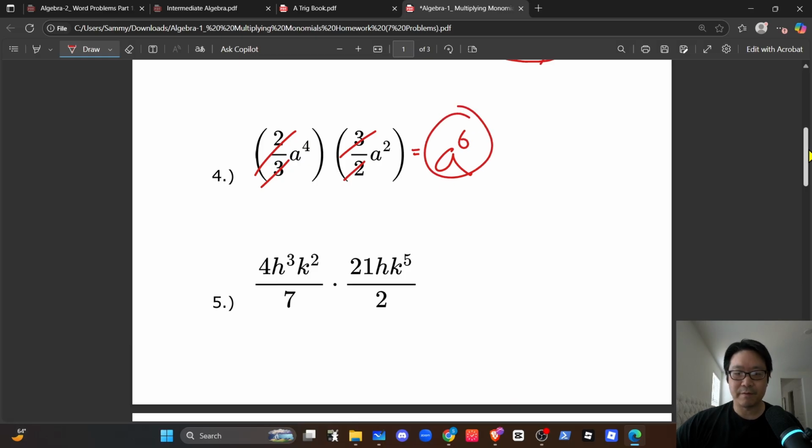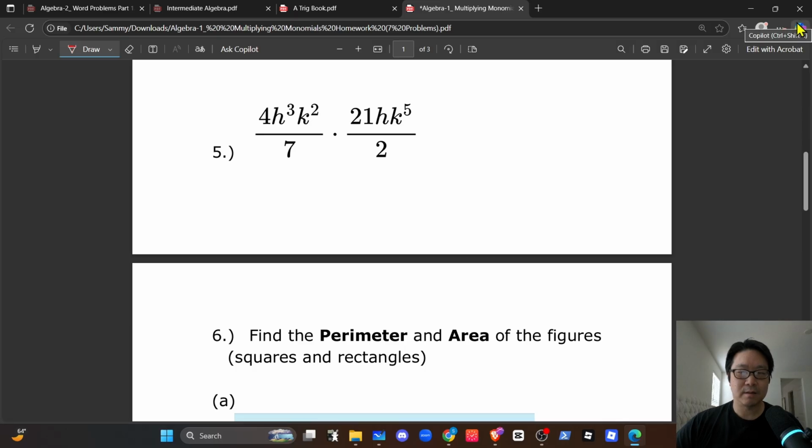Okay, number 5. Same exact idea. Look at your coefficients. In other words, the 4, the 21, the 7, and the 2. We can cross simplify. 2 goes into 2 once, and it goes into 4 twice. 7 goes into 7 once, and it goes into 21 3 times. So our coefficients multiply to give us 2 times 3 is 6, and then over 1, which is equal to 6.